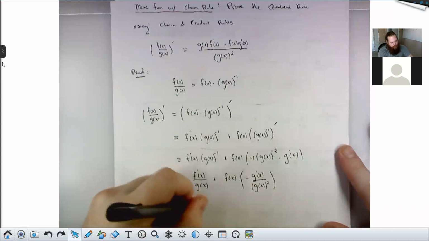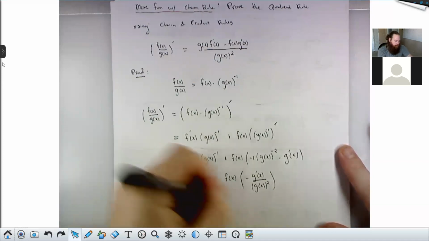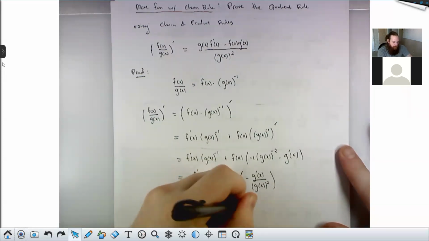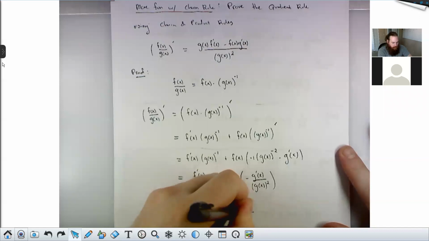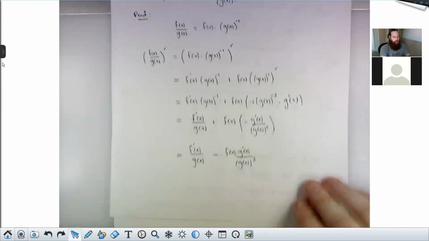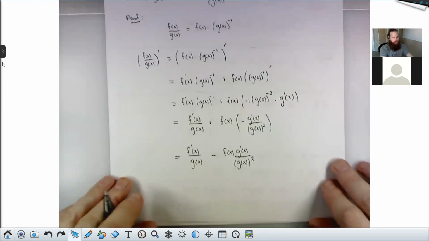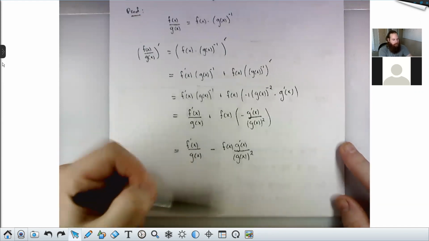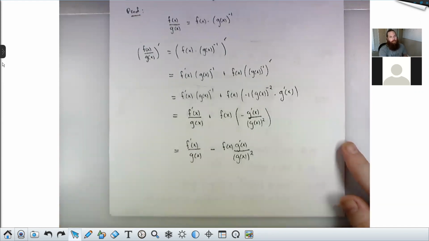It's f primed over g minus f times g primed of x over g of x squared. If you have a common denominator and put those two fractions together, your quotient rule is the result. Right, this would be f prime times g minus f times g primed all over g of x squared.